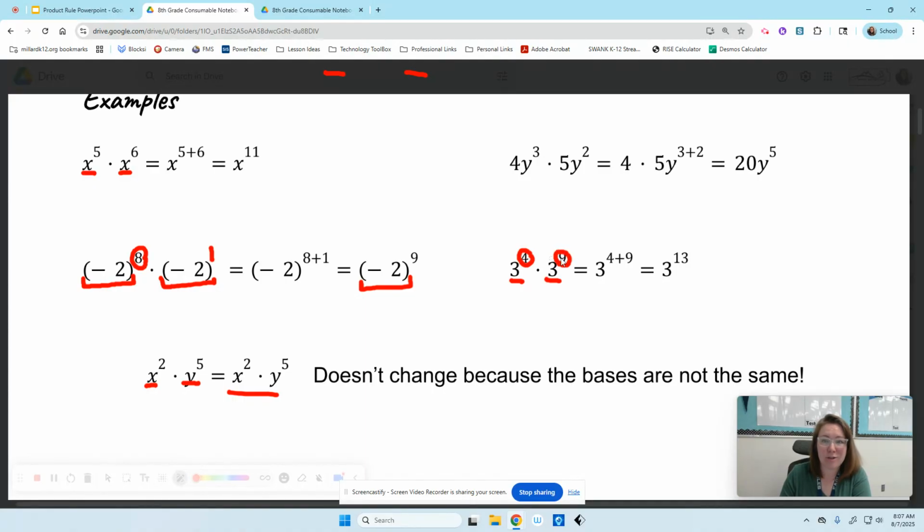And then I can just do my trick. 4 plus 9, that's 13, and I'm done. And now let's move to the last one. This is why this one's tricky.